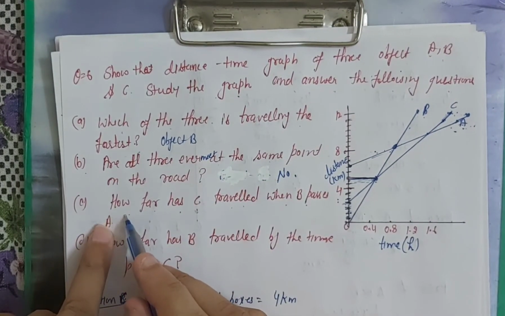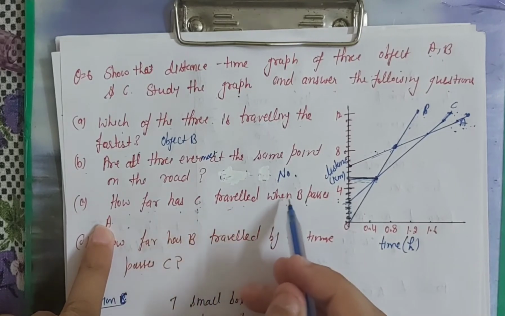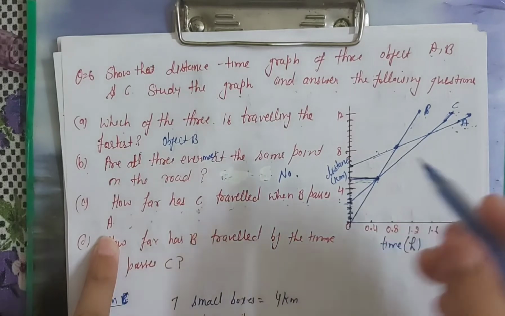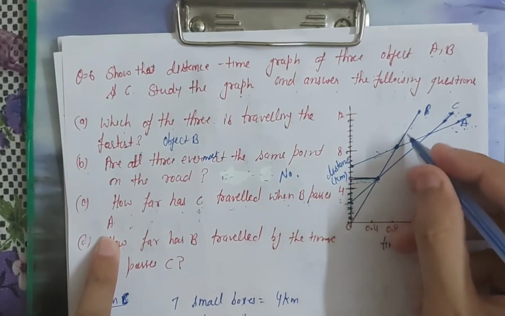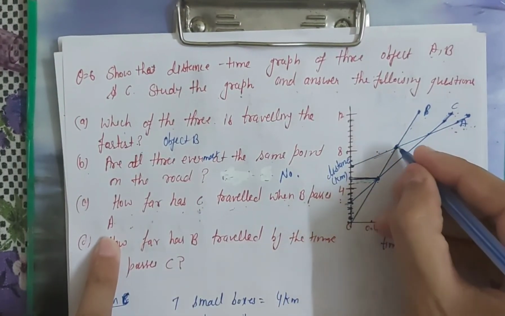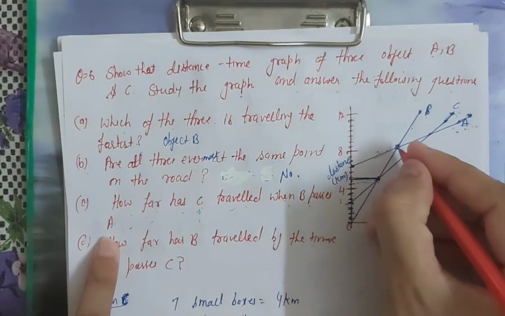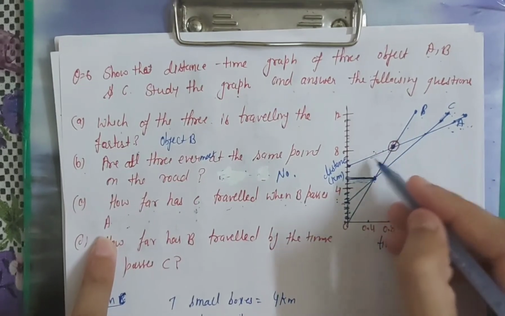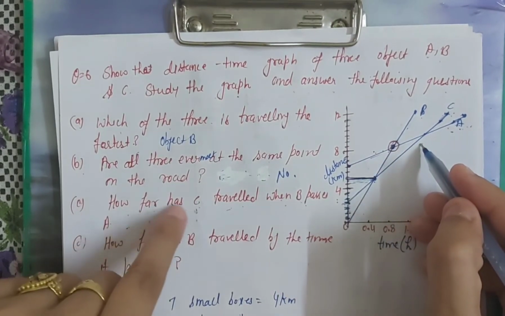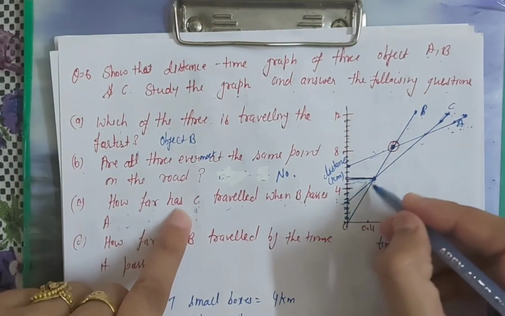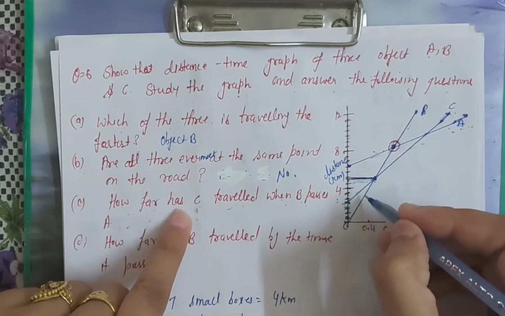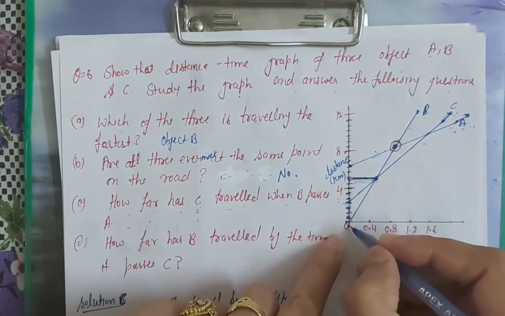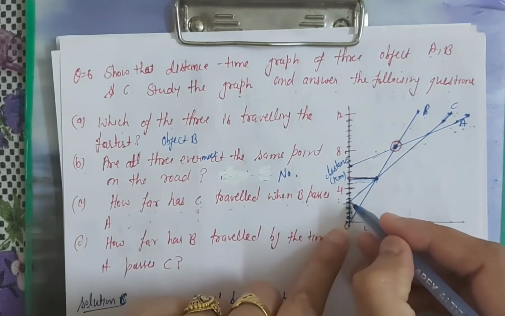Now part C: how far has C traveled when B passes A? So when B passes A, this is the B line and this is the A line. So this is the point, and this point we have to check. When B passes A, how far has C traveled? So the C slope is this. Firstly find out the initial value. As we know, in case of B, the initial value is 0. But in the case of C, what is the initial value?